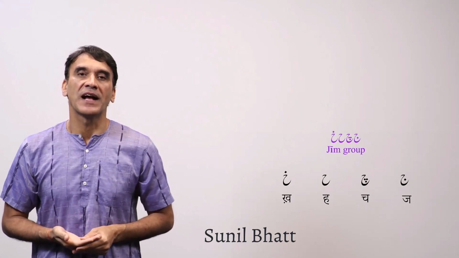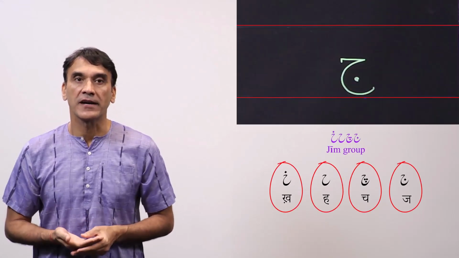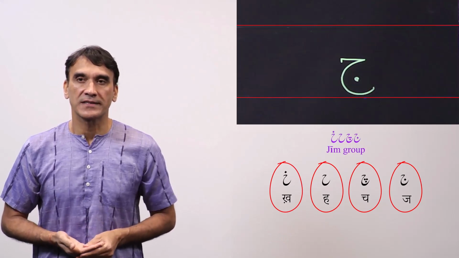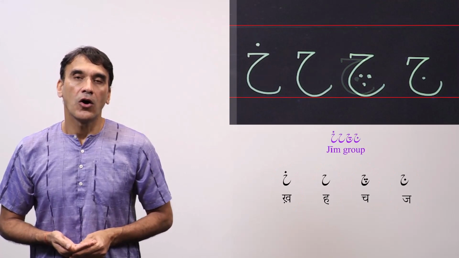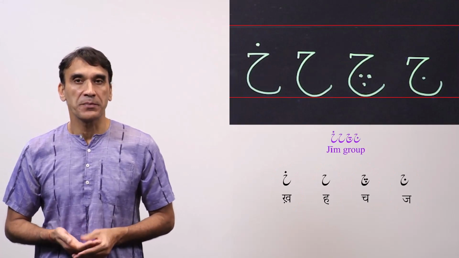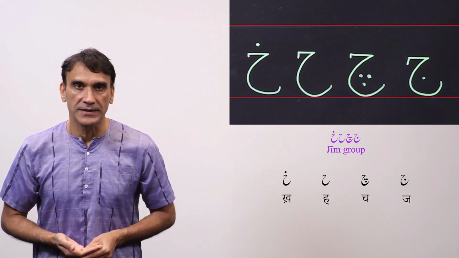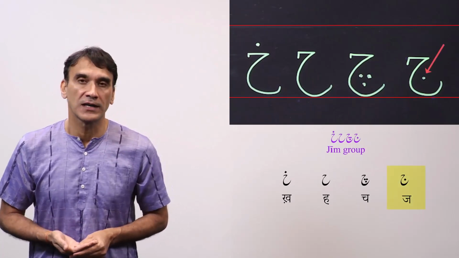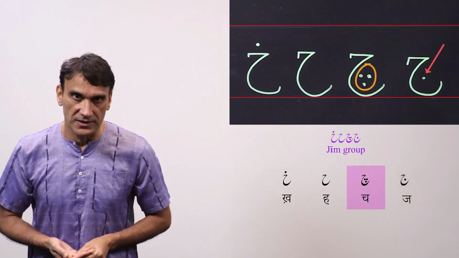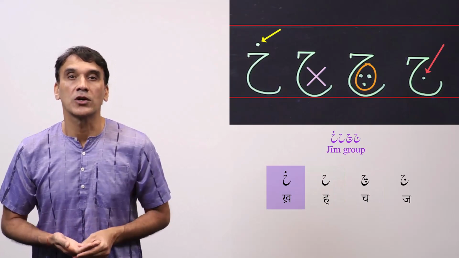The Jim group has 4 letters: Jim, Che, He and Khe. The Hindi counterparts are J, Ch, H and Kh. All 4 letters have the same base shape. However, the number of nuktas, the dots, and their places make them different. Jim, the J sound, has 1 nukta below the pointed part of the letter, and Che has 3 nuktas there. He does not have any nukta, and Khe has 1 nukta on top of the letter.